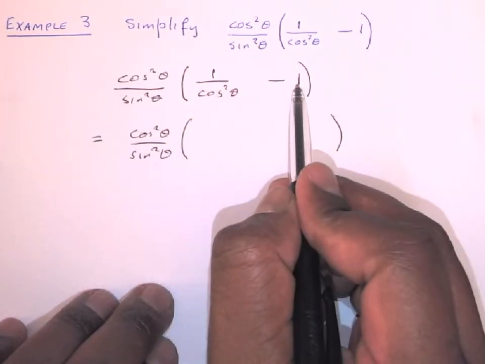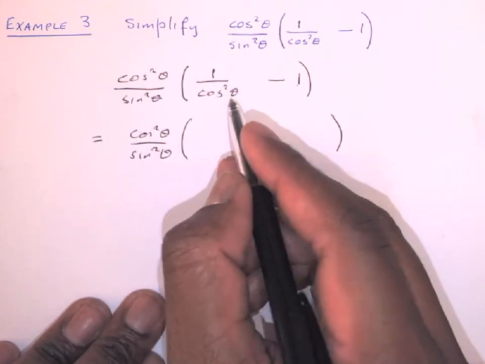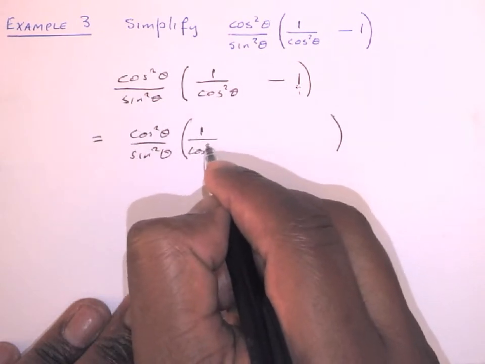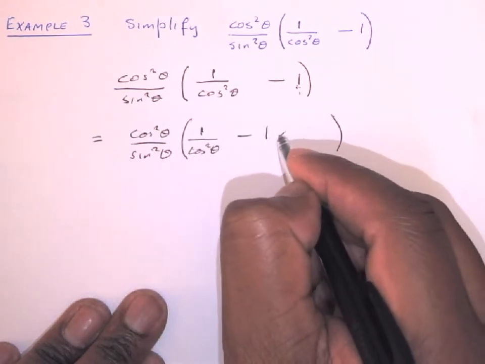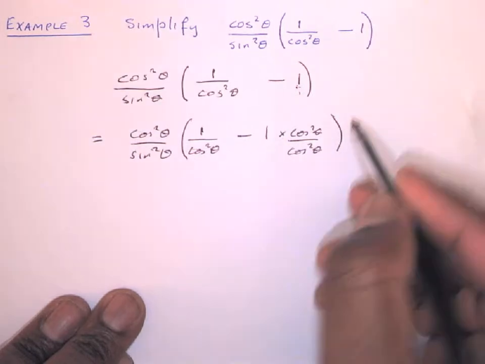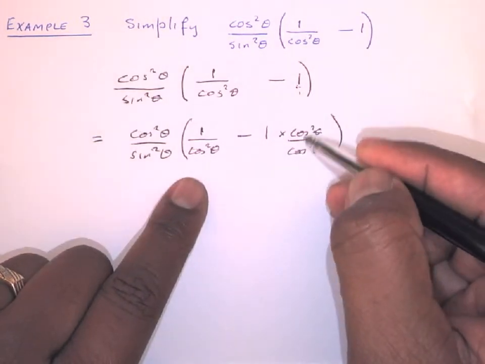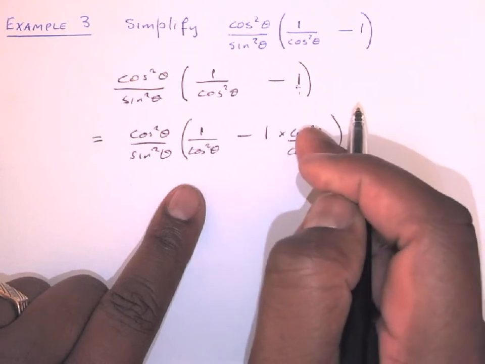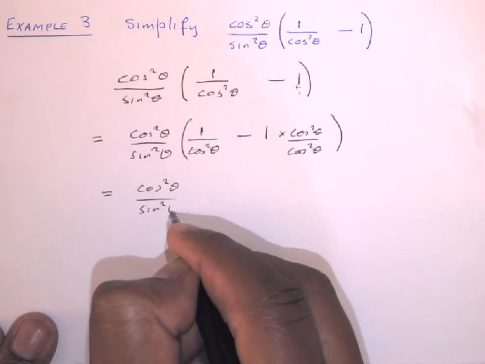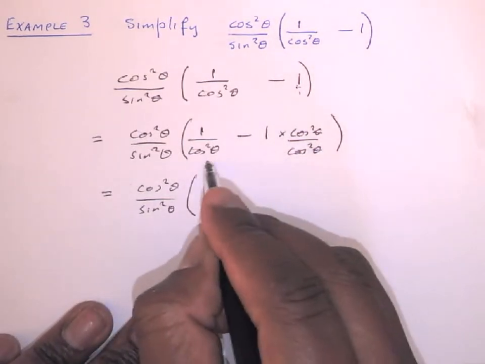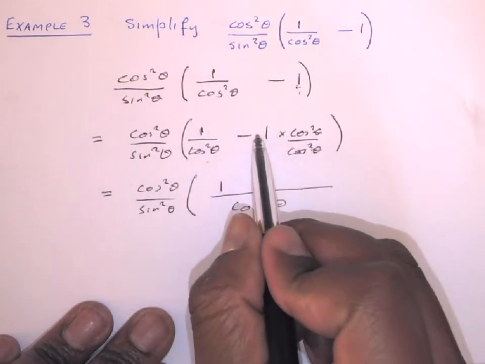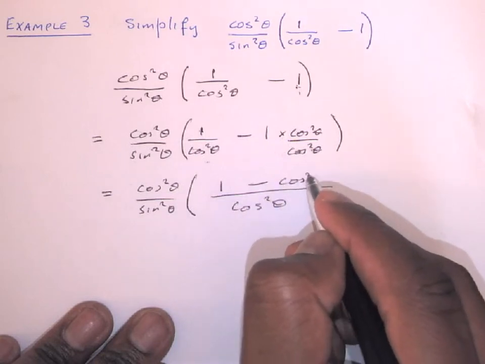You can see these are fractions, which means that we need a common denominator, which will be cos squared theta because this is over 1. So now I've got 1 over cos squared theta minus 1. So I must multiply this by cos squared theta over cos squared theta so that the denominators are the same. These must be the same so that they make 1, which doesn't change it. So this is now cos squared theta over sine squared theta, and now they've got the same denominator, which is cos squared theta. So there on top I've got 1, and here it's minus 1 times that, which is minus cos squared theta.